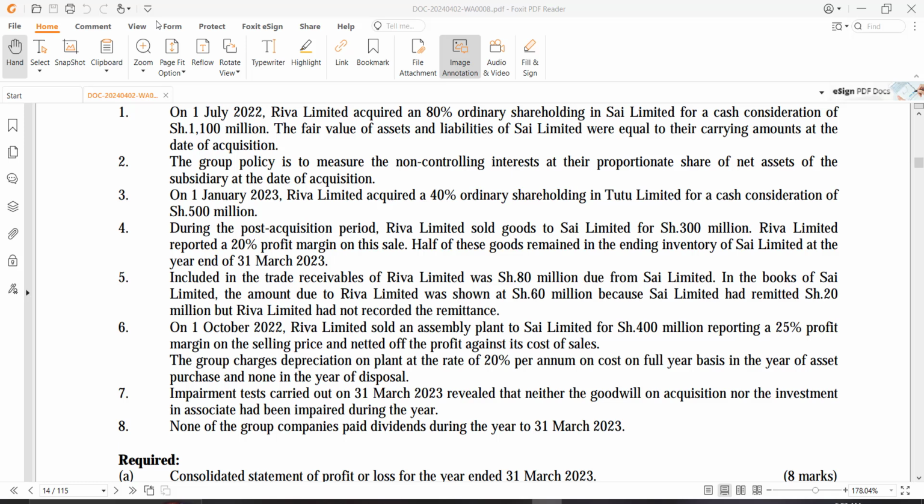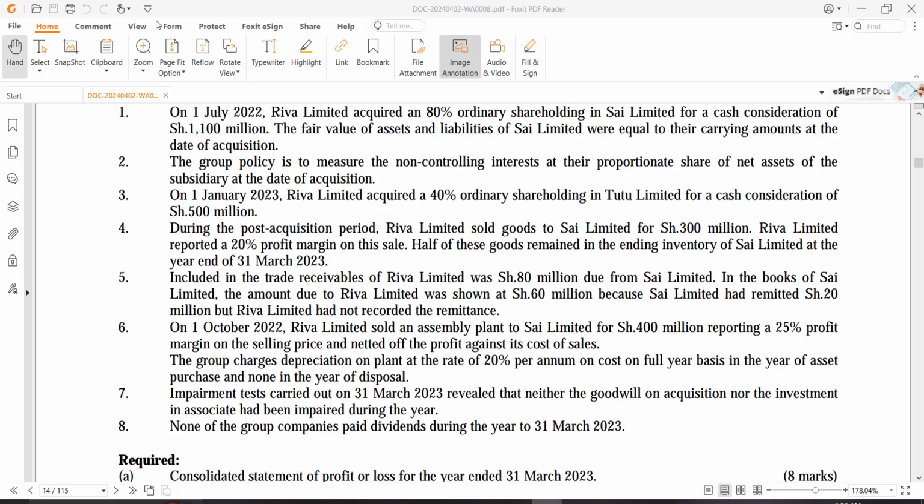And number three, on 1st January 2023, River Limited acquired 40% ordinary share capital in Tutu Limited for a cash consideration of 500 million. So again, the date is very important. It seems that the company was acquired within the year. And I think that there are 3 months left in the year.